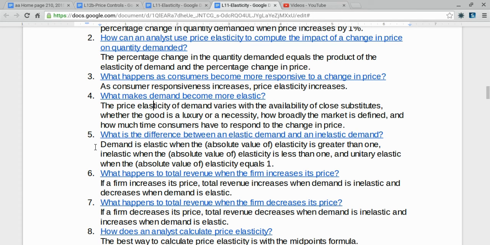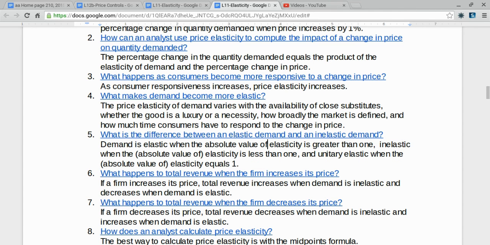Demand is elastic when the absolute value of elasticity is greater than 1. It's inelastic when the absolute value is less than 1. And it is unitary elastic when the absolute value of elasticity is equal to 1.